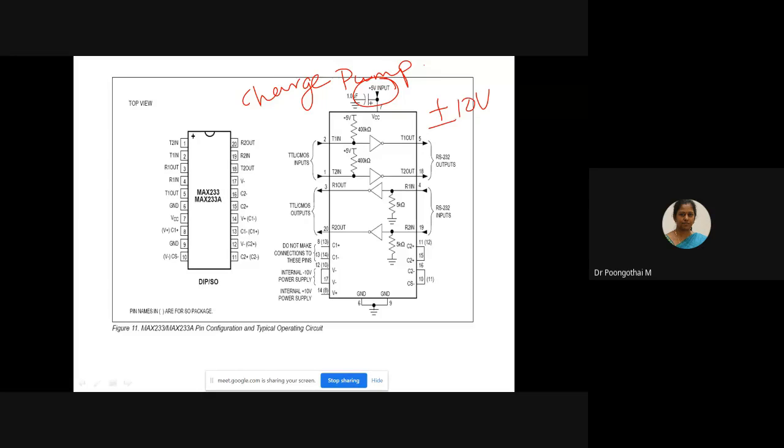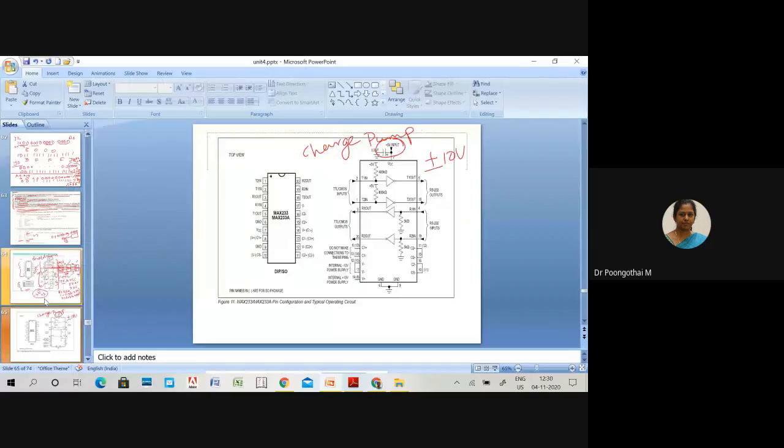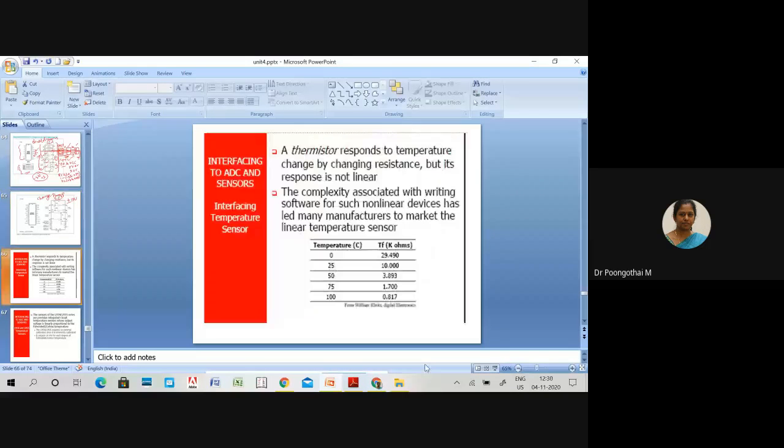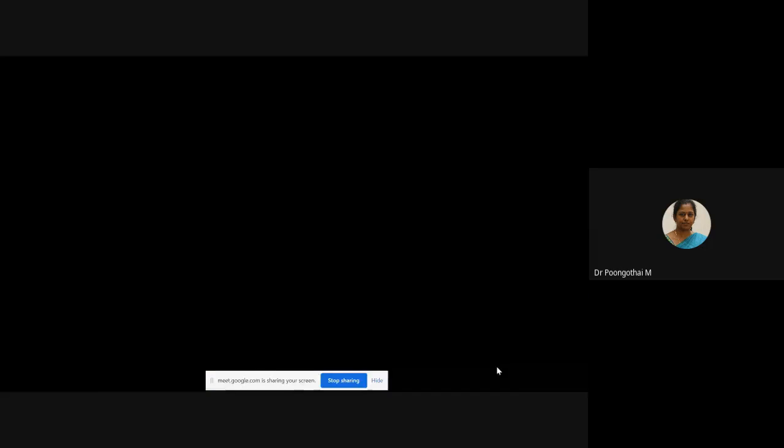It uses no external components and it is recommended for applications where PCB space is critical. So the remaining functions will be the same as MAX232, mainly for serial communication. So that's all about your MAX232. Next one, coming into sensor interfacing.